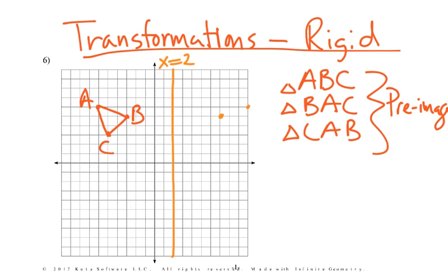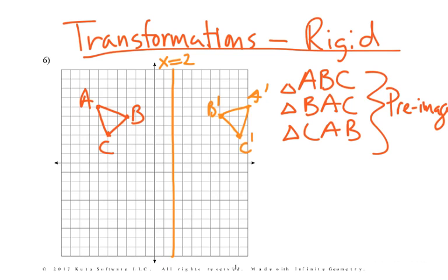Then C, 1, 2, 3, 4, 5, 6, 7. So we go out to 7, and it's right there. Okay, and we call that A prime, B prime, C prime, and that would be our image. Okay, and that was a reflection.